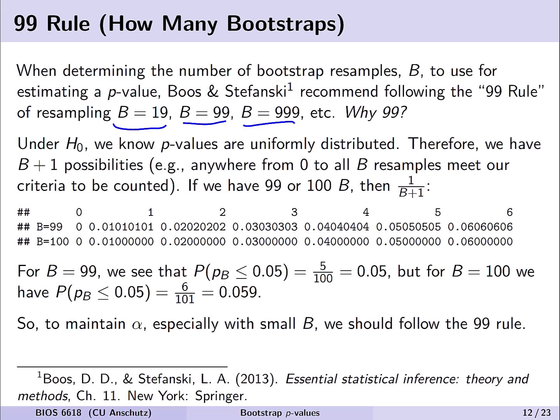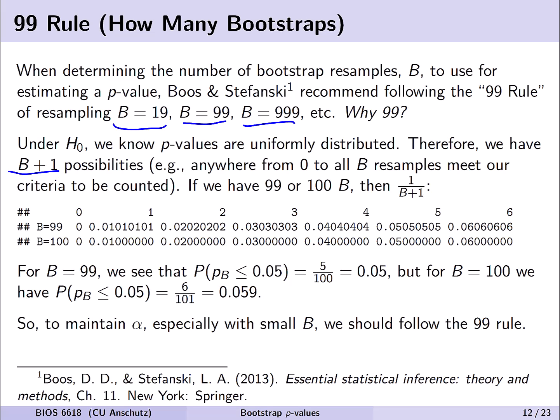Under the null hypothesis H0, we know that p-values are uniformly distributed. In other words, it's just as likely to get a p-value of 0.02 as it is to get one of 0.98 or one of 0.7. Therefore, under this assumption, if we have B bootstraps, we really have B plus 1 different possibilities. In other words, none of them could meet the criteria of our calculation, or all B of them could, or anything in between. But essentially, if we had B of 99 or 100, we would see that we get two different approaches to estimating this approximate p-value, our probability assuming the null is true.